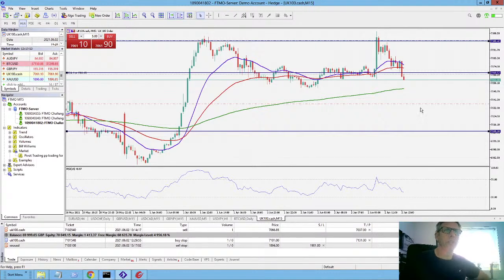FTSE trade has triggered. You can see here we have broken down through the sell stop. We are 5 points up currently. 25 points to go.